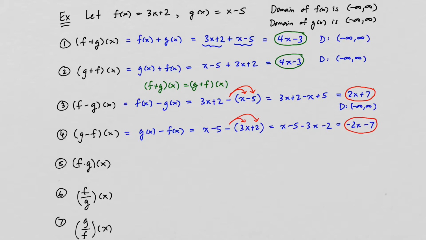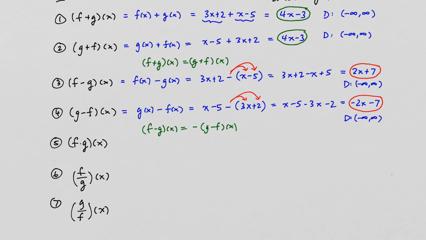And the domain here is all real numbers. And of course, I want you to realize here that f minus g and g minus f are not the same. They're different. And in fact, they are opposites of each other, aren't they? Right? 2x plus 7 is the opposite of negative 2x minus 7. And so I'm going to write down that f minus g of x is the opposite of g minus f of x. So the most important thing here is to realize that they are not the same.